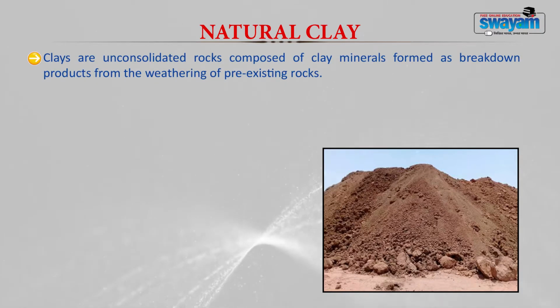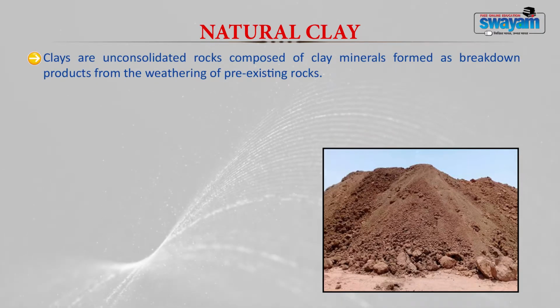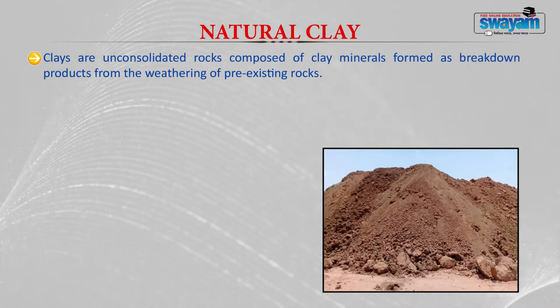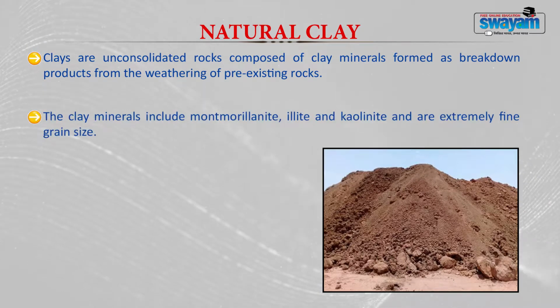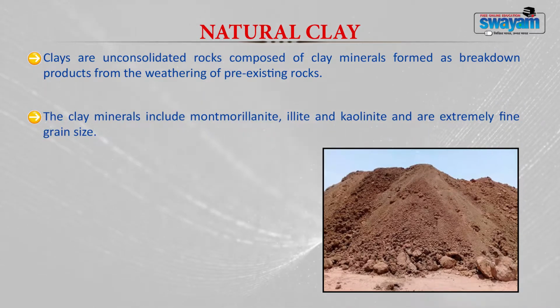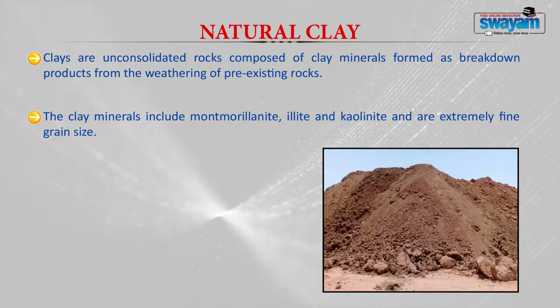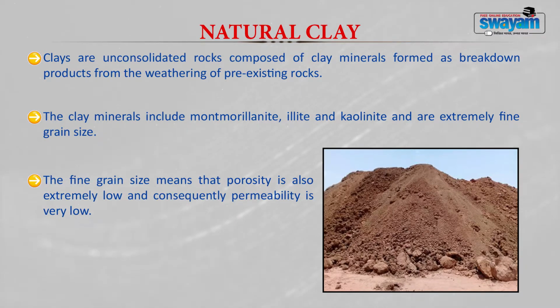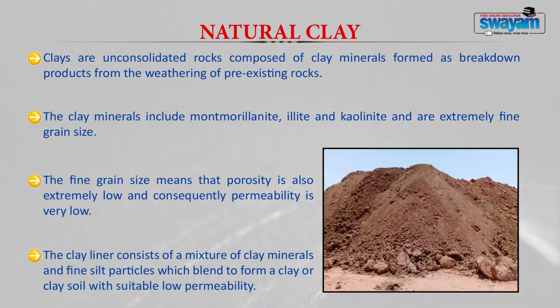Now first let us discuss natural clay. Clay is an unconsolidated rock composed of clay minerals. They are formed as a breakdown product from weathering of pre-existing rocks. Clay contains minerals like montmorillonite, illite and kaolinite, and they are of extremely fine grain size. Fine grain size means the porosity is extremely low and permeability also is very low. The clay liner consists of a mixture of clay minerals and fine silt particles which blend to form a clay or clay soil with suitable permeability.